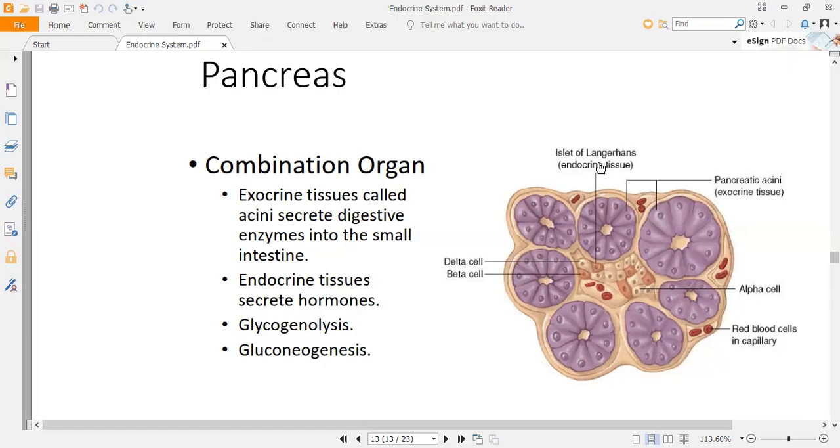So this diagram is basically showing the islets of Langerhans, or endocrine tissue, which are the ductless glands. We have about three types: delta cells, beta cells, and alpha cells. These produce different types of chemicals that you can learn about in detail later. Just know that beta cells produce what we call insulin. Then the alpha cells produce glucagon, while the delta cells produce polypeptide hormones and other substances that we are going to talk about later. Then these are the red blood cells in the capillary. There are also the pancreatic acini, as you can see, which are known as the exocrine tissue.